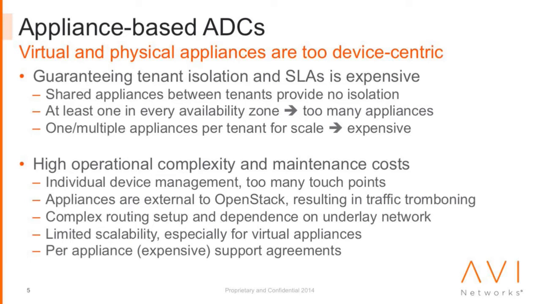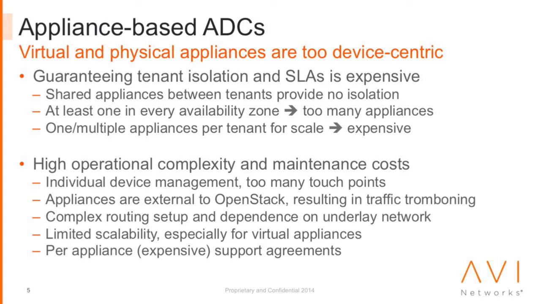On the other hand, we have appliance-based ADCs, either virtual or physical appliances, but we argue that they are too device-centric, and that's why they're not good for your enterprise cloud data centers. First of all, guaranteeing tenant isolation and SLAs becomes very expensive. Your CapEx will be very high, because if you want high availability, you want to put one or more appliances in every availability zone. And for guaranteeing tenant isolation, you may want to have one or more appliances per tenant. Now we are talking about a large number of appliances that you need to get.